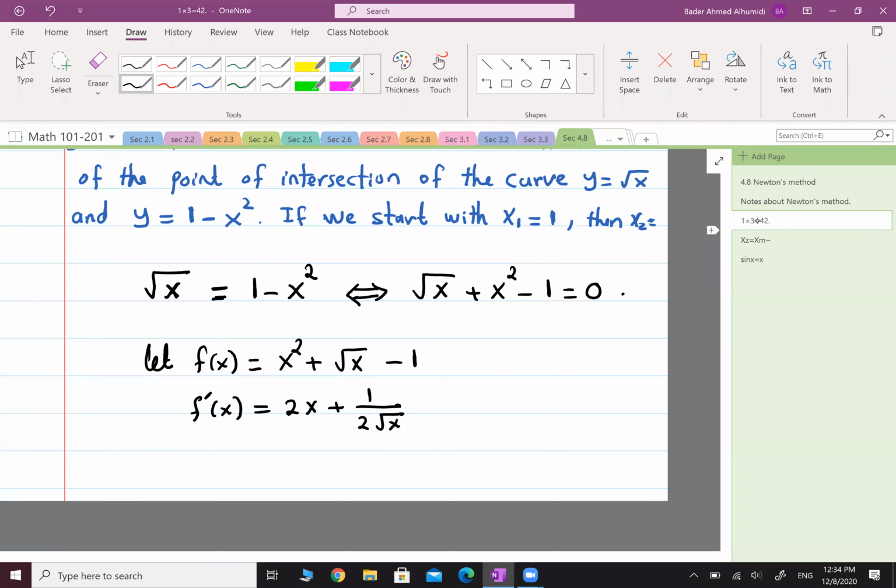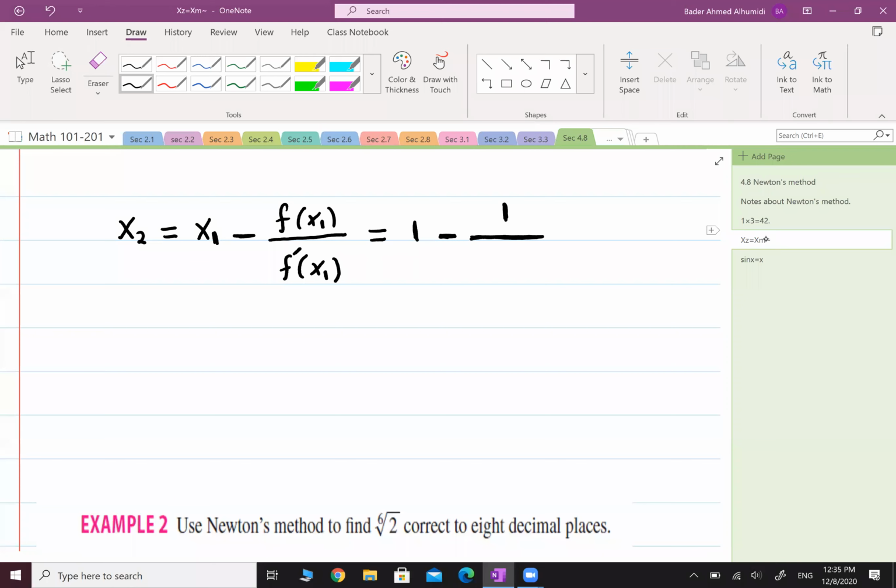Okay, let us substitute now in f prime of 1. f prime of 1 will be 2 plus 1 half, 2.5, which is 5 over 2. I will take it and substitute here 5 over 2. And this is equal to 1 minus 2 over 5. So it is 5 over 5 minus 2 over 5. The answer to the question is 3 over 5.